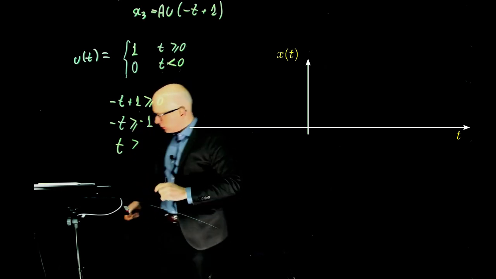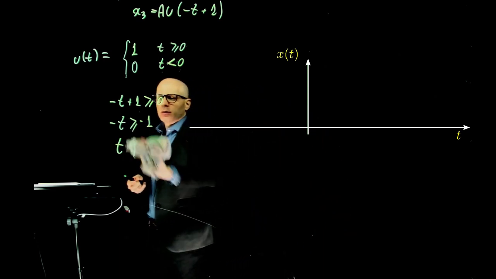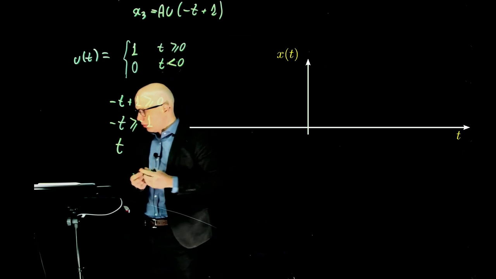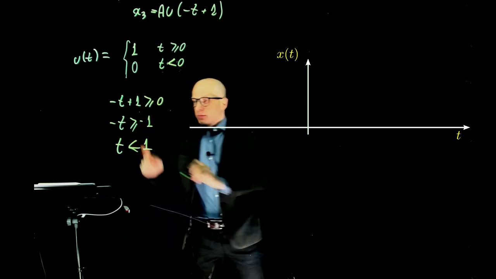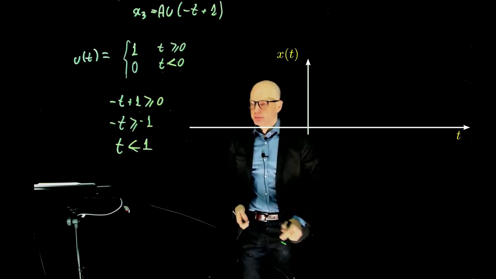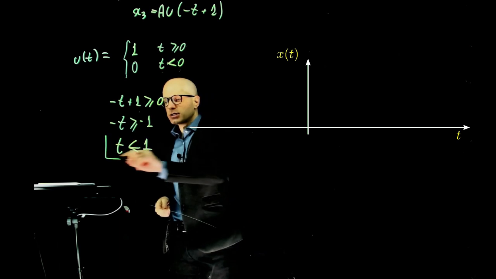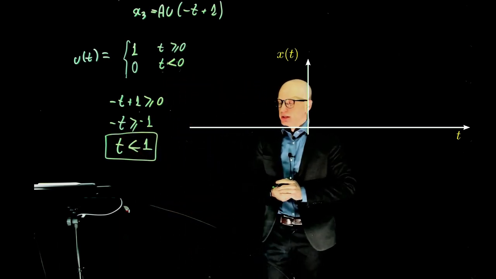smaller than one. I remember that when we multiply the inequality by negative one, we also have to flip the sign. So this triggers when t is smaller than one.